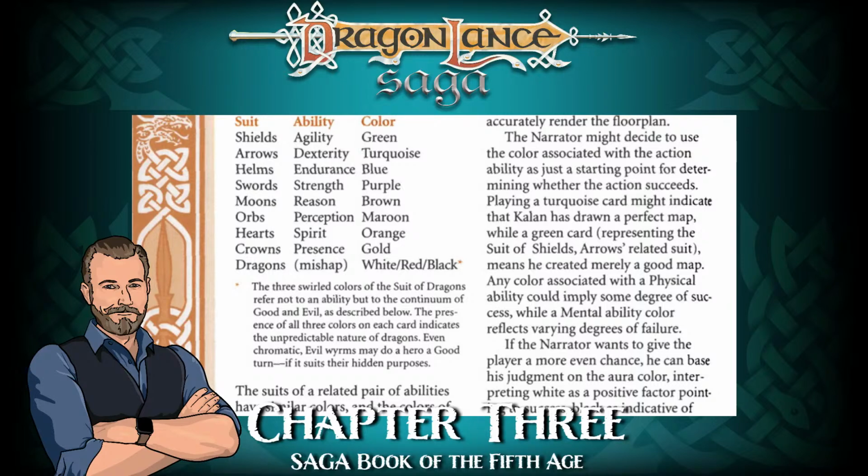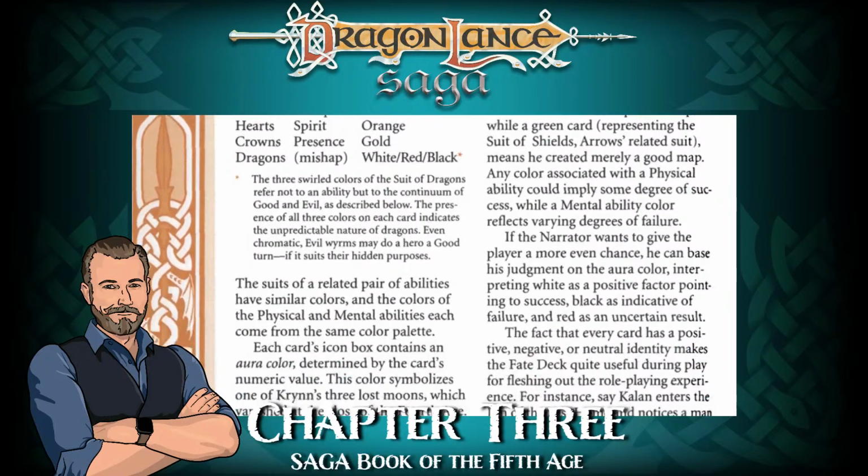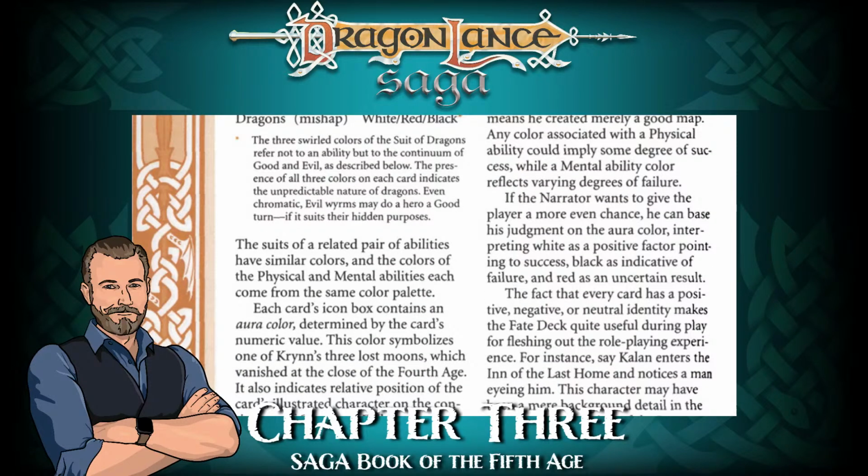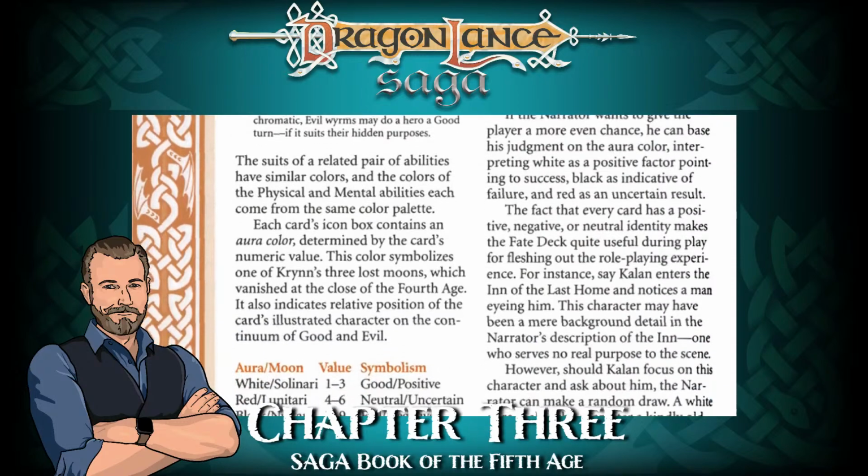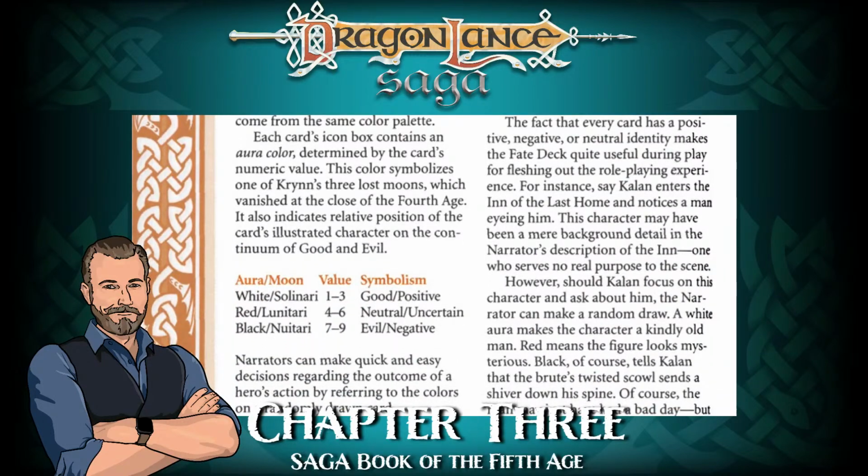Any color associated with a physical ability should imply some degree of success, while a mental ability color reflects varying degrees of failure. If the narrator wants to give the player a more even chance, he can base his judgment on the aura color, interpreting white as a positive factor pointing to success, black as indicative of failure, and red as an uncertain result. The fact that every card has a positive, negative, or neutral identity makes the Fate deck quite useful during play for fleshing out the role-playing experience.